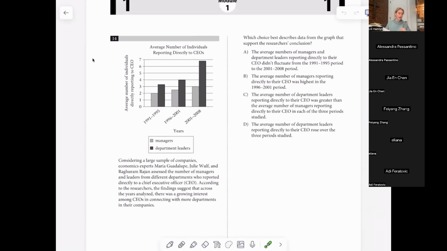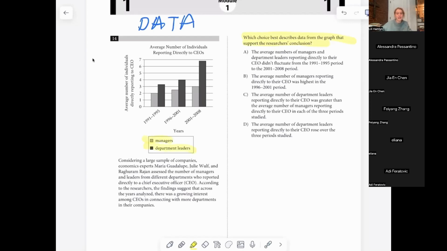We're starting with a data question here. As you can see, we've got the chart. The first thing we want to do is read the question. Which choice best describes data from the graph that support the researcher's conclusion? Then we look at the title of the graph. Here we have the average number of individuals reporting directly to CEOs in different years, and it's managers and department leaders.